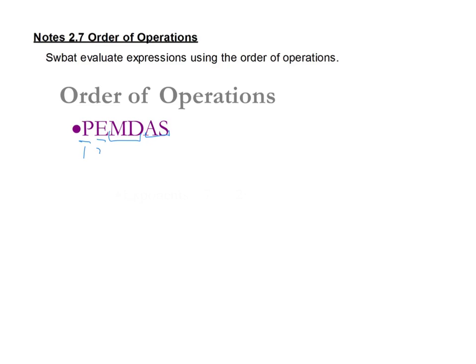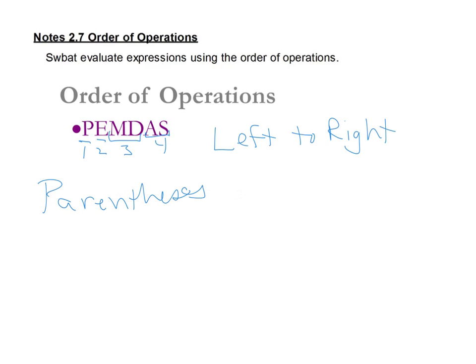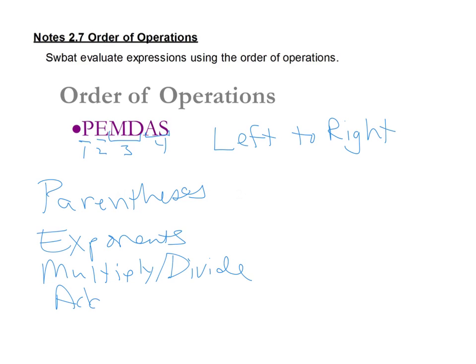Those are actually 1, 2, 3, 4, and you do them in that order. And once you're on each step, you do them left to right within each step. So remember, the first one stands for parentheses. The second, if I can spell it right, stands for exponents. Multiply and divide is the next step, and add, subtract is the next step.